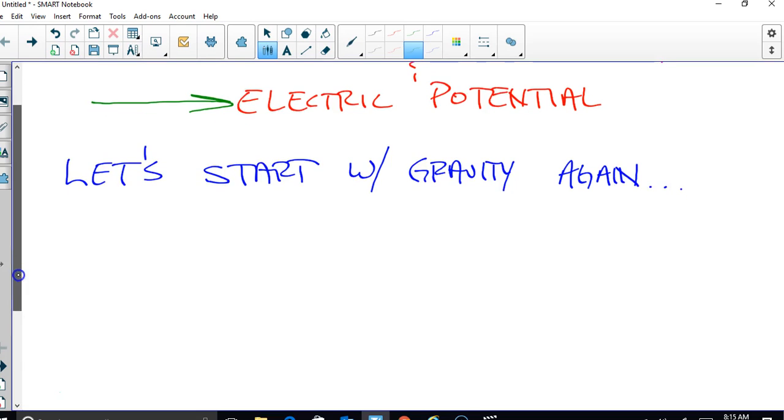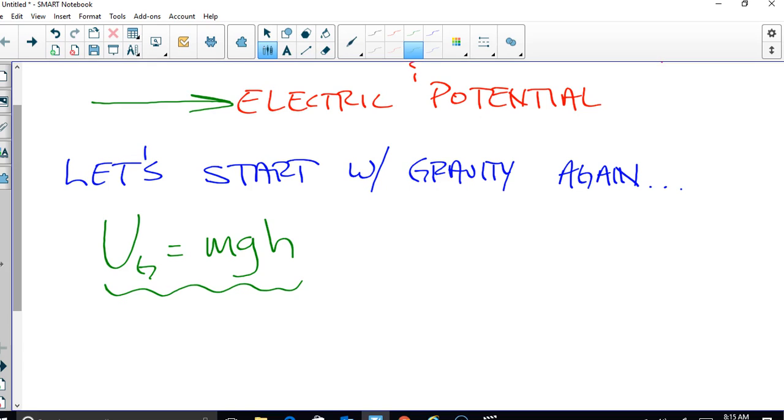So what we know about gravitational potential energy is U gravitational is mgh. But like a lot of things in physics, when I taught you that last year or 2 years ago, I wasn't completely honest with you, or I didn't give you the fullest picture possible. This works, but it works as long as you are very close to the surface of a planet.